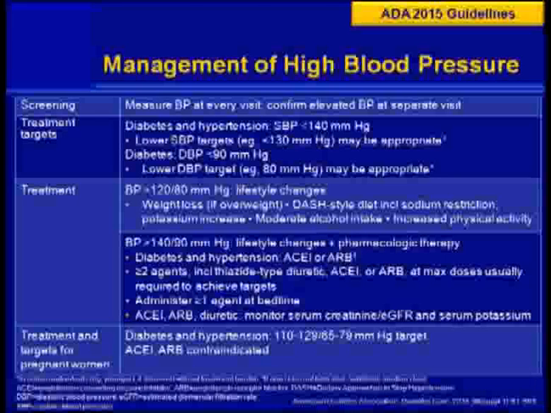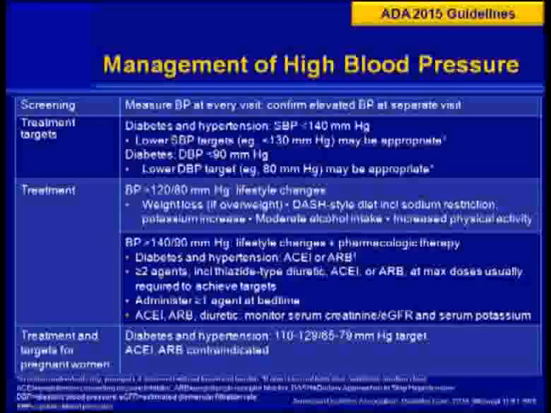Now, for blood pressure of 120/80: lifestyle changes, weight loss, DASH diet, which is rich in potassium, moderate alcohol intake and increased physical activity. Blood pressure 140/90: lifestyle changes plus pharmacotherapy. In diabetes and hypertension, ACE inhibitors and ARBs are the ones which can be thought of.